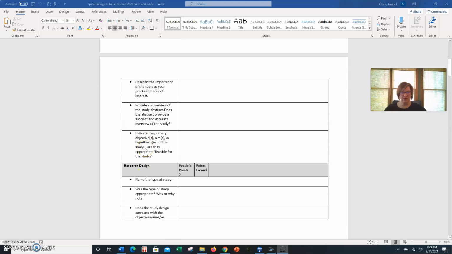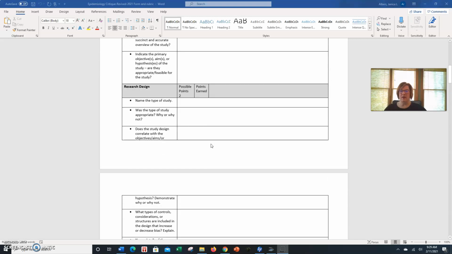You'll want to indicate the primary objectives and aims or hypotheses. There are different terms that different authors may use. And whether the true aim, objective, or hypothesis is appropriate and feasible for the study. When we get into research design, you want to identify the type of study. And from that, you can glean what the strengths and weaknesses are for a particular study type. And was this type of study appropriate for the subject matter and for the population? All those types of things.